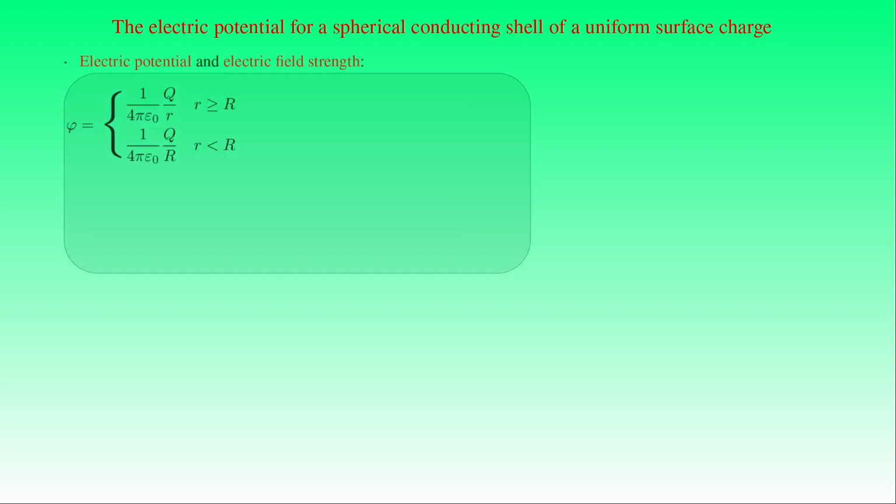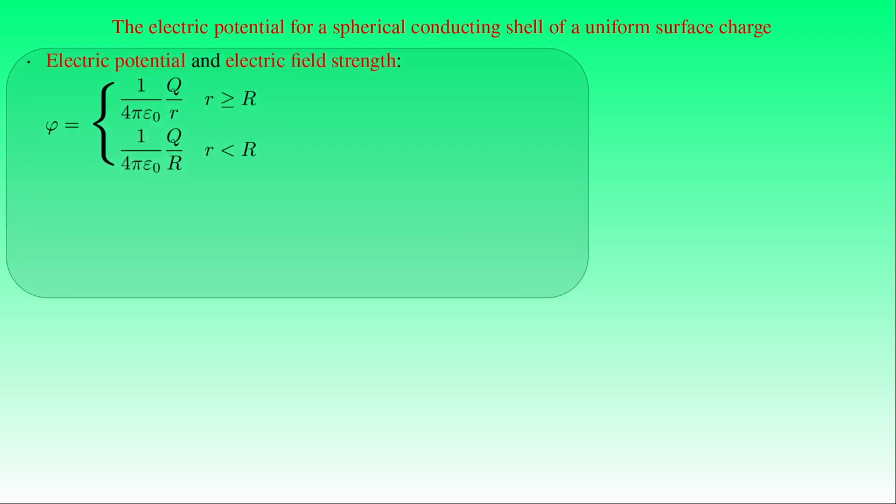Now we derive the electric field strength from the potential obtained here. The electric potential due to a uniformly charged spherical conducting shell is constant inside the shell and inversely proportional to the distance outside the shell, which is a spherically symmetric function about the center of the shell.